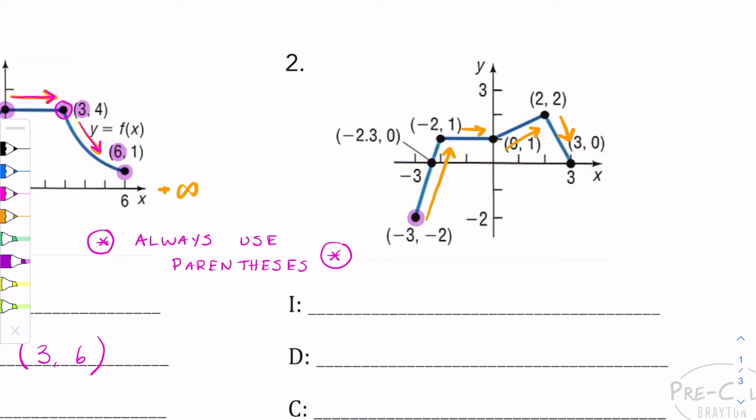Right here we have a starting point at an x value of -3. Here we have a turning point. It's changing direction from increasing to constant at an x value of -2. Right here we have a change from constant to increasing at x value 0. We have a change from increasing to decreasing at an x value of 2, and the graph stops at 3.